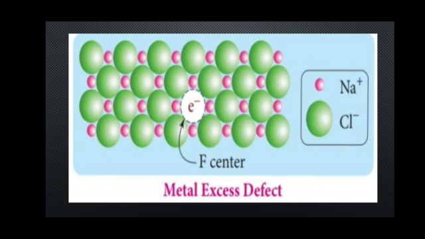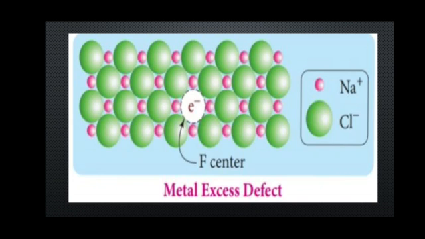What is meant by the F center? How is it created in that crystal? I'll tell you now. Take sodium chloride. When we heat the sodium chloride, we pass sodium vapor over it. When we pass the sodium vapor, what happens? The sodium vapor loses its electron. When it loses the electron, the sodium becomes Na plus.